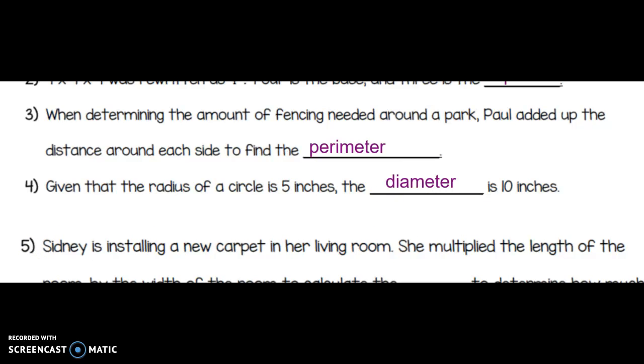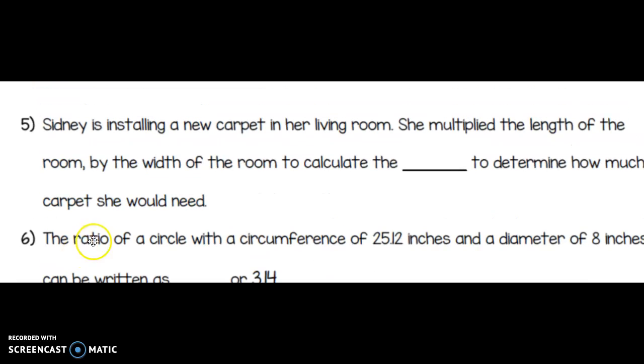Number 5. Sydney is installing a new carpet in her living room. She multiplied the length of the room by the width of the room to calculate the area to determine how much carpet she would need.